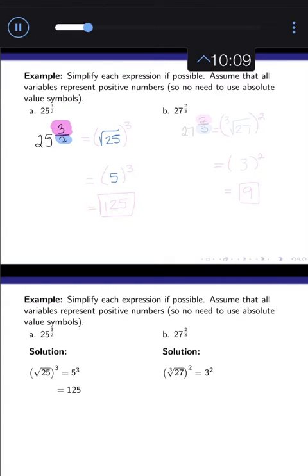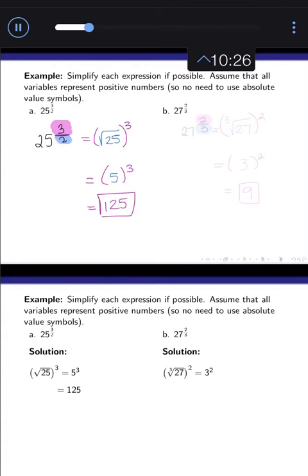So now this means we'll take what we just got and we'll make sure we raise it to the 3rd power. We cube it at the end. Well, 5 cubed is just going to be the number 125. And that's our final answer.